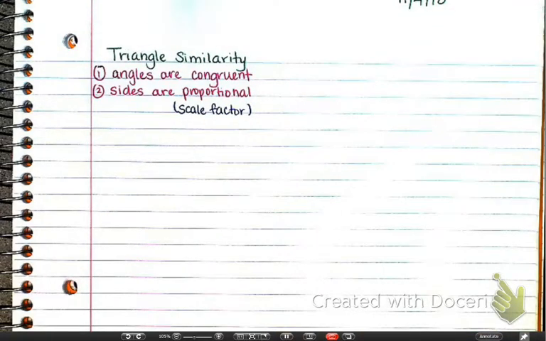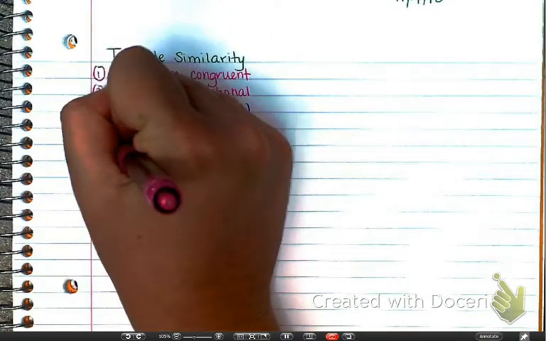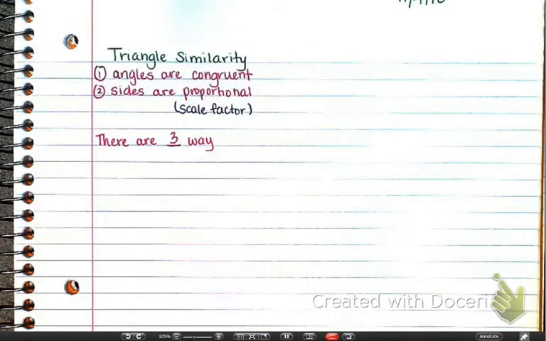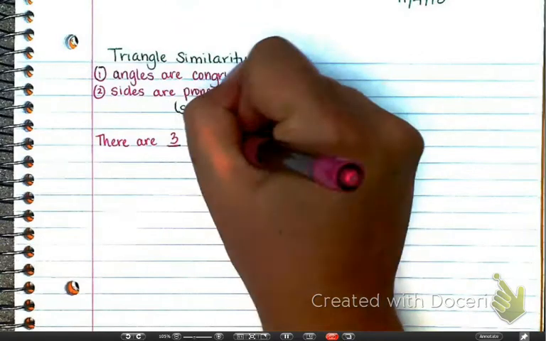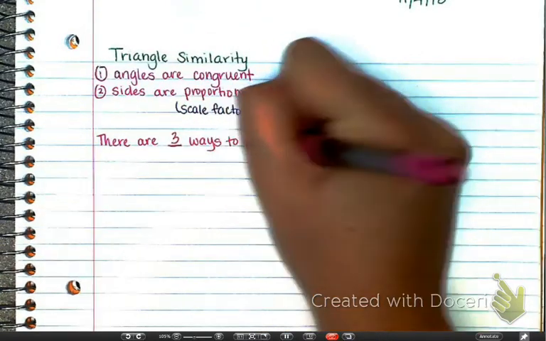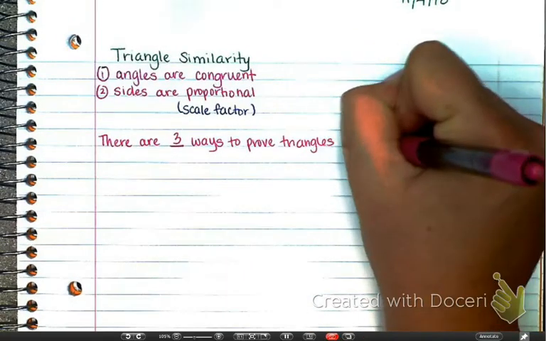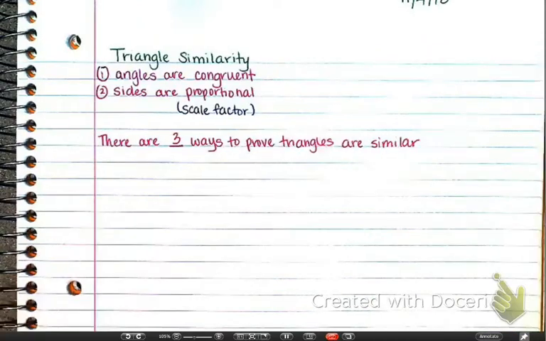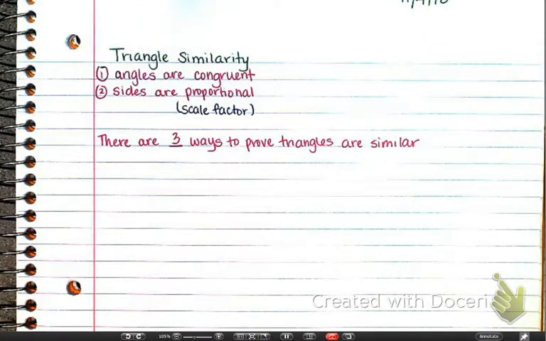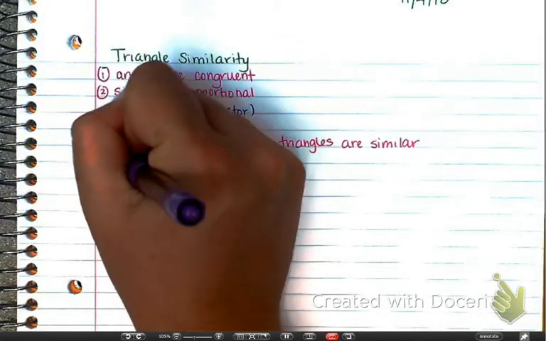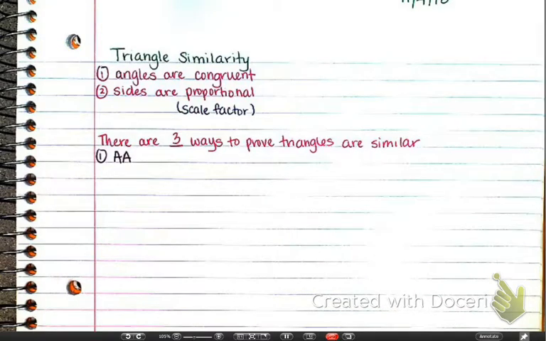So for similar triangles, there are only 3 ways to prove triangles are similar. With congruency, there are 5. The first way, which was not a part of congruency, is angle, angle. That proves triangles are similar.